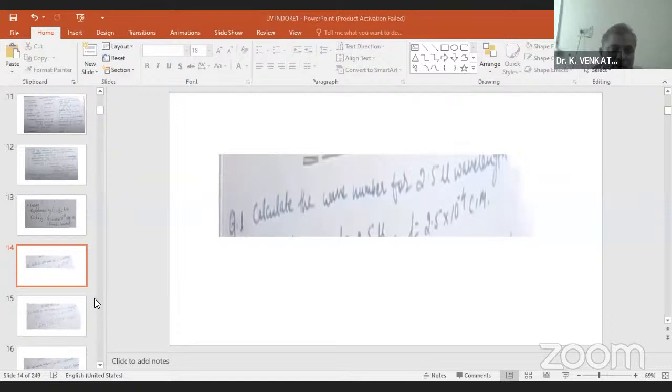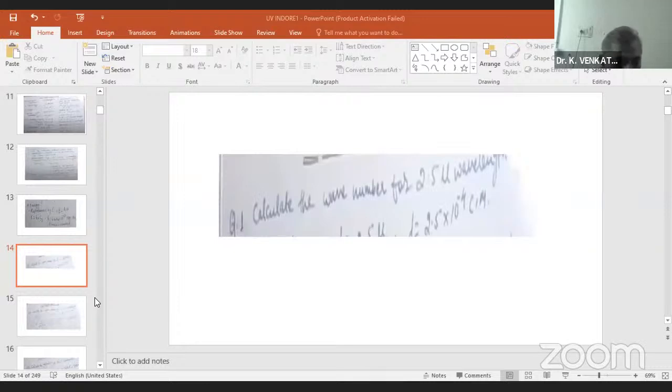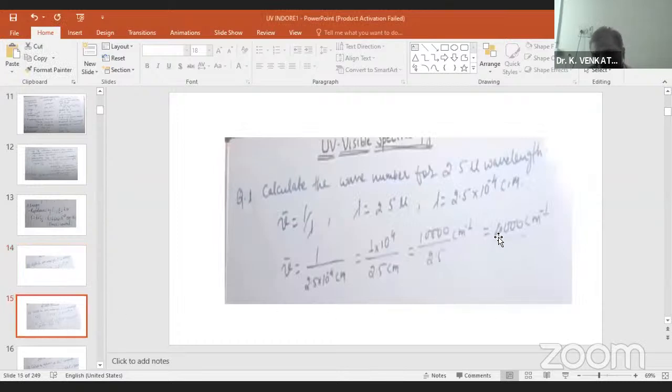So we can move to the next one. 4 into 10 to the power 3 centimeter inverse. Okay, we can move to the next slide and see the exact answer. Yes, this is the correct answer: 4,000 centimeter inverse.